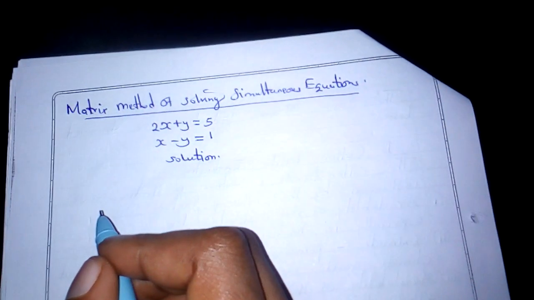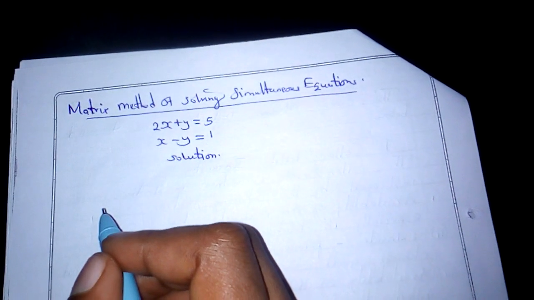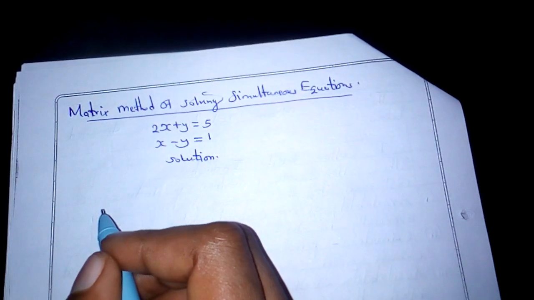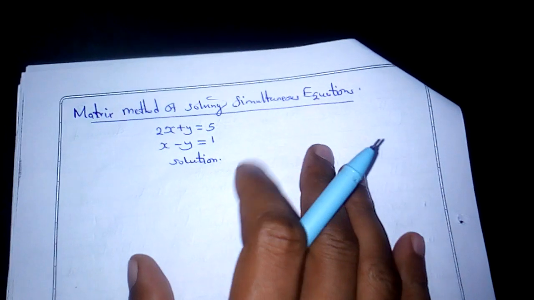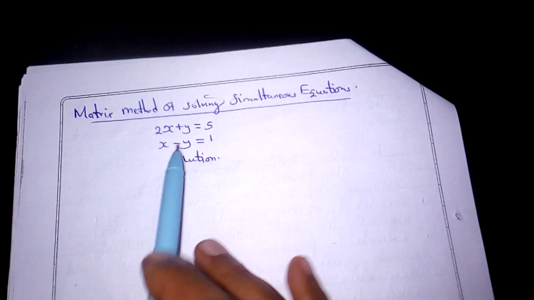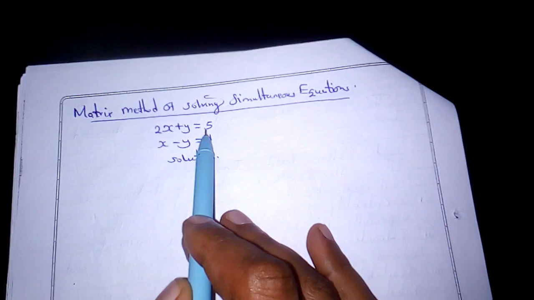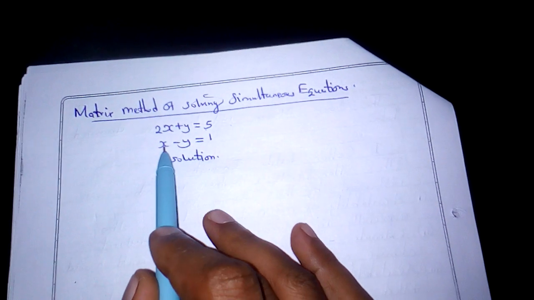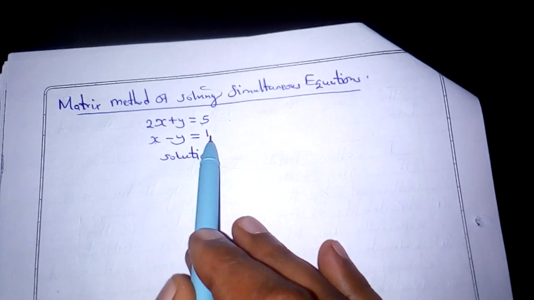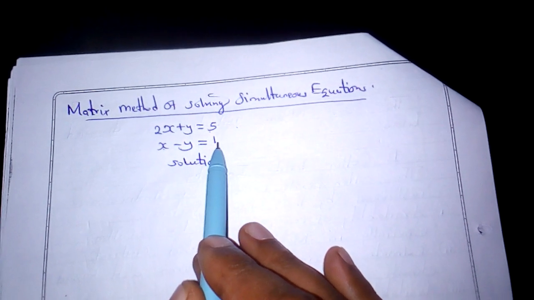Hello everyone. Today I want us to discuss how we can solve simultaneous equations using the matrix method. This is one of the easiest methods of solving simultaneous equations. We are going to use one example here: 2x + y = 5 and x - y = 1.